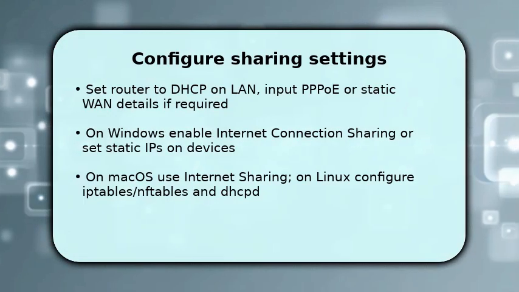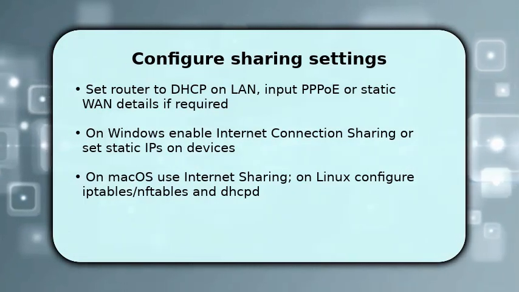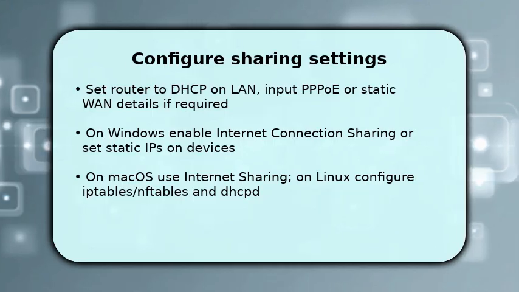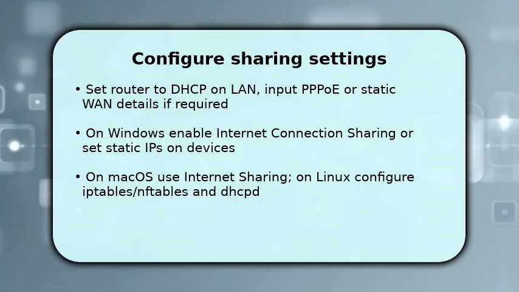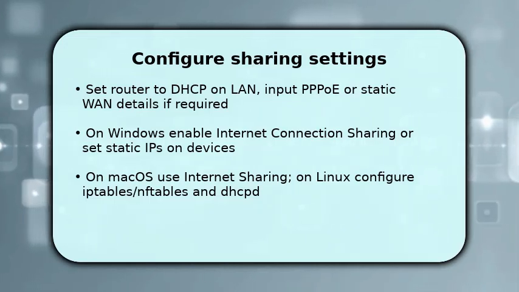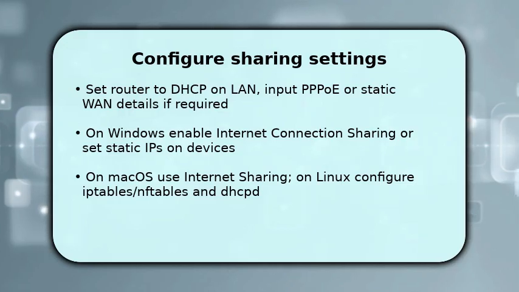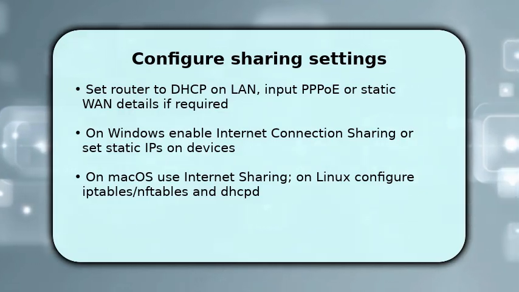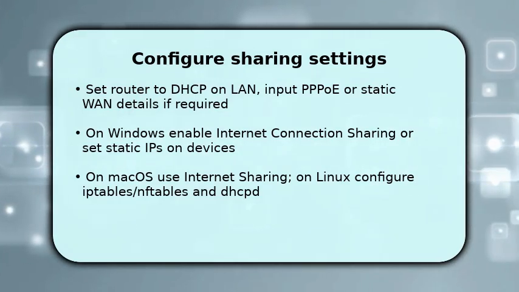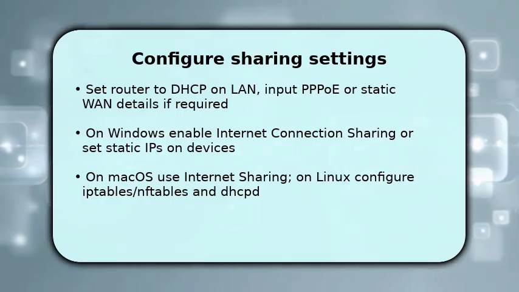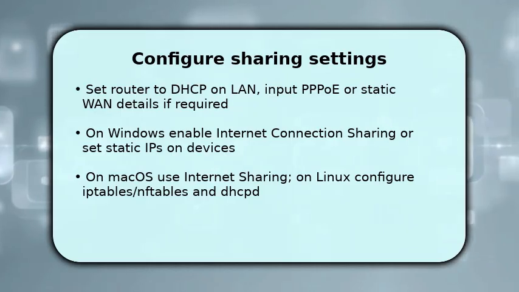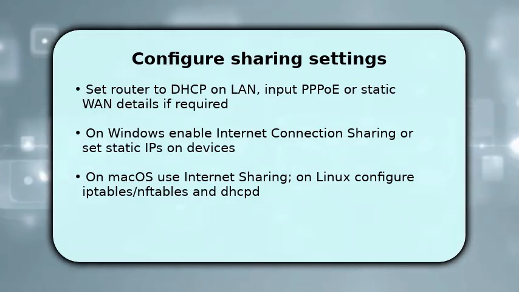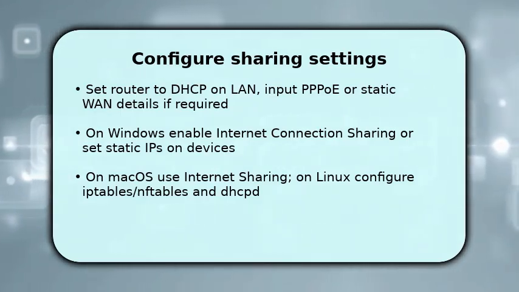You now configure sharing. Log into the router's web UI and set WAN type: DHCP, PPPoE, or static. If the host is a PC, enable internet connection sharing on Windows or internet sharing on Mac OS, assigning a local subnet like 192.168.1.0/24. For Linux, enable IP forwarding and NAT with iptables or nftables and run a DHCP server.